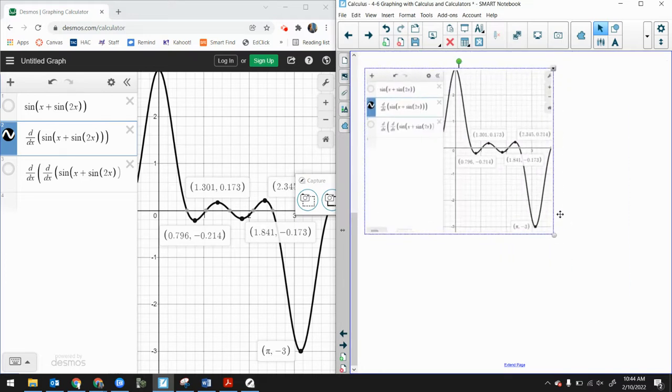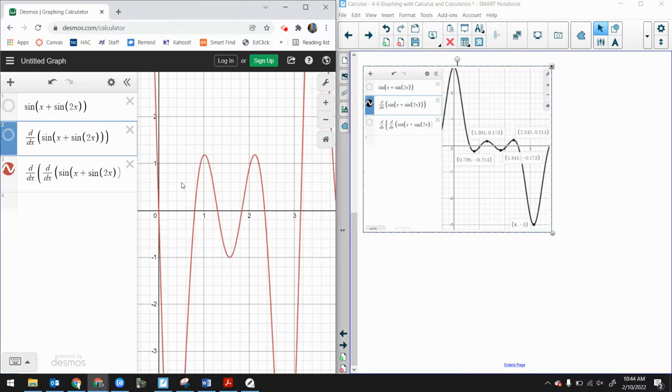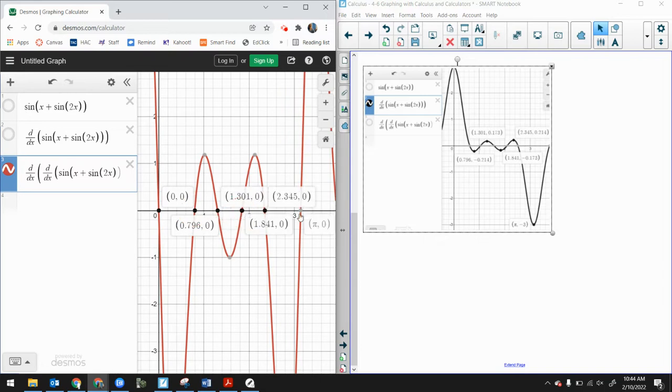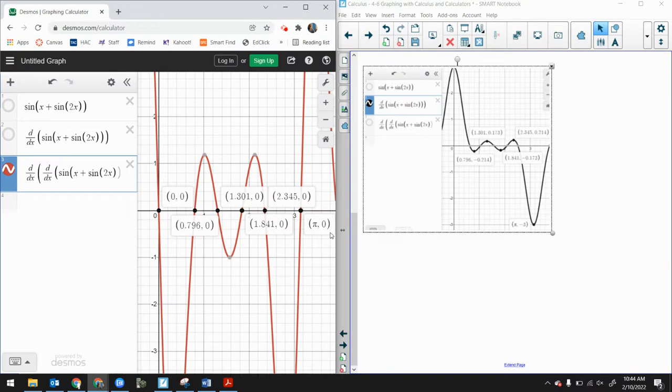Here. So these are the zeros of my first derivative. My maximum minimum values of my first derivative, which are the zeros of the second derivative. See, look at all those x values. Same exact x values. Here. Okay. Send to current page.